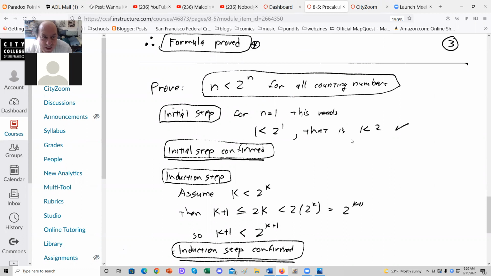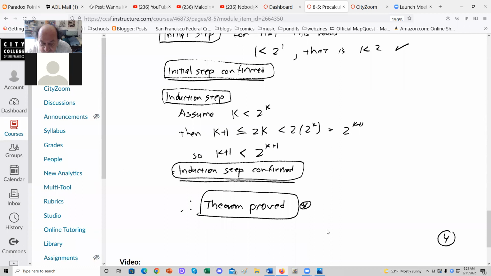Now we'll do the induction step. Assume it's true for k. Let's prove from that that it's true for k plus 1. So we assume that k is less than 2 to the k. Then you add 1. k plus 1 is less than twice k, because k is bigger than 1 at least, and since k is less than 2 to the k, twice k is less than twice 2 to the k, which equals 2 to the k plus 1. So k plus 1 is less than 2 to the k plus 1. So assuming it true for k, it means it's true for k plus 1. That confirms the induction step. Therefore, the theorem is proved.